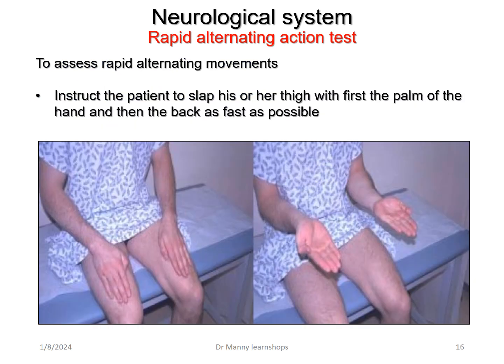The rapid alternating action test assesses rapid alternating movements, and this is where you instruct the patient to slap his or her thigh with the palm of their hand and then back as fast as possible. Up, down, up, down, up, down.